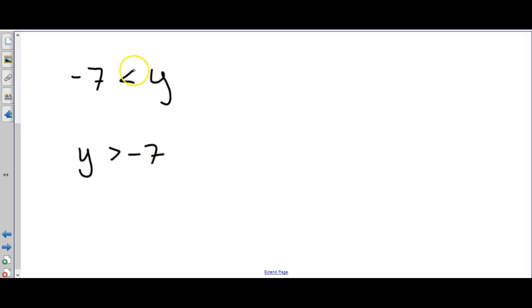And notice the wide part of the inequality, the open mouth, is facing to the y both times, and the pointy part is facing to the 7 both times. So the reason we flip the inequality is to keep that same direction, the pointy part towards the 7, open part towards the y. Once it is in the correct order, we can just go graph. I'm going to just mark 0 and the -7. Greater than, open circle, and shading to the right. So that concludes our discussion on inequalities and their graphs.